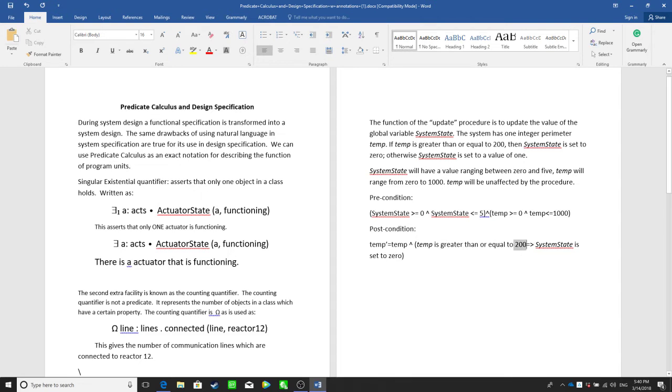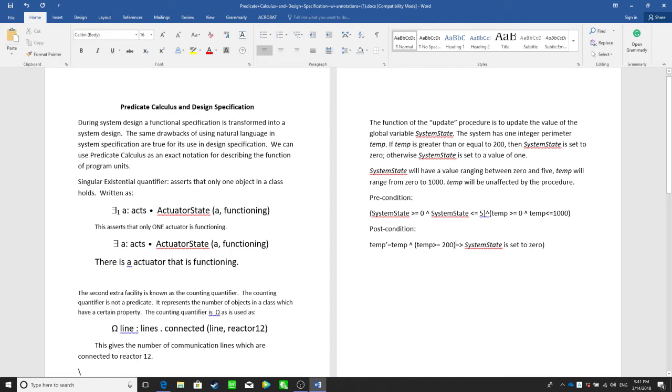The rest of it is we want to convert it into predicates. I think you should know that. How can we translate this sentence to predicates? Temp is greater than or equal to 200 implies system state equals 0 or exclusive or 1. So here, what we want to do is temp greater than or equal to 200.